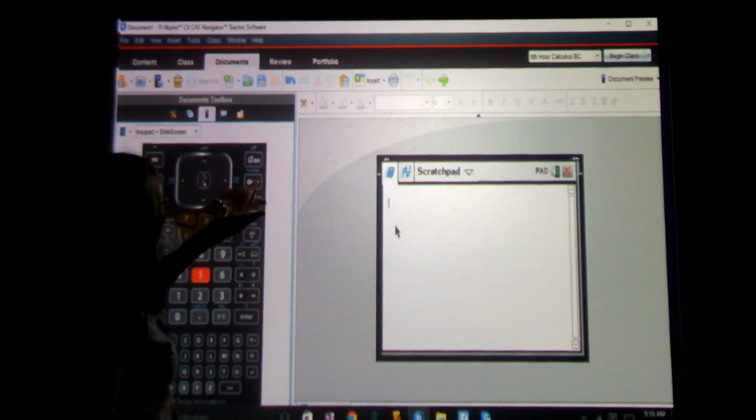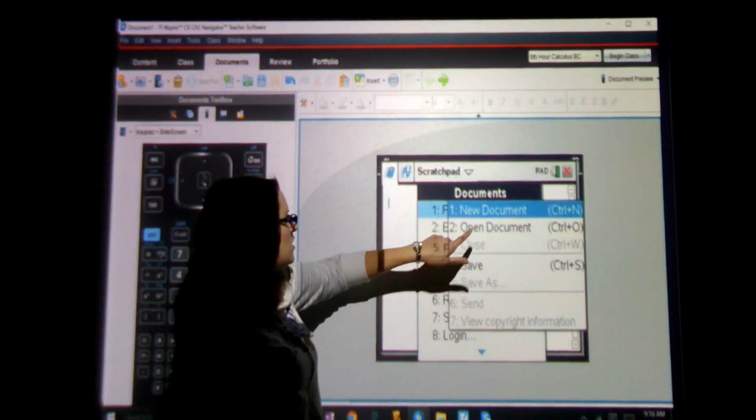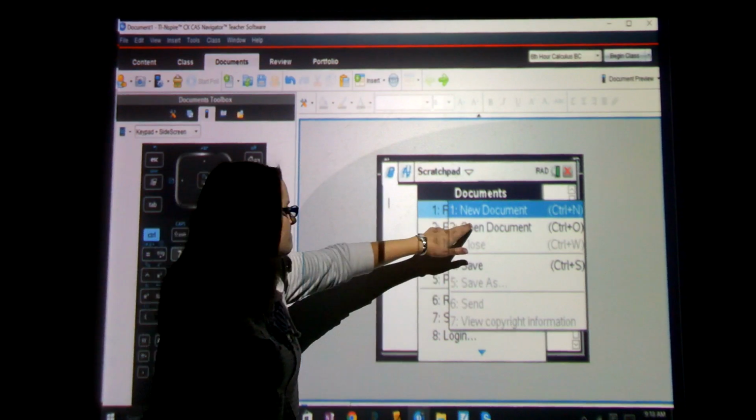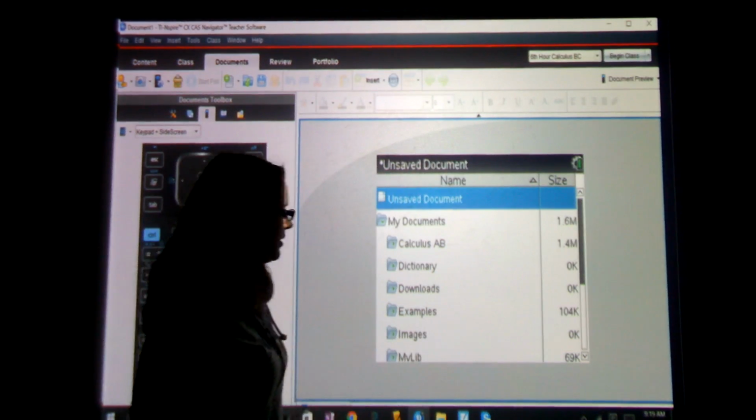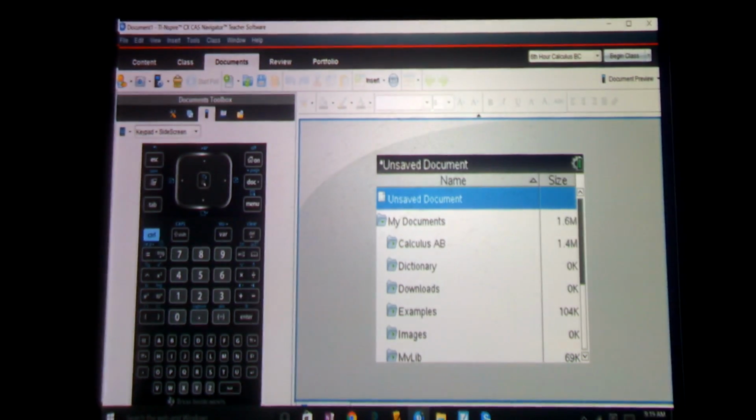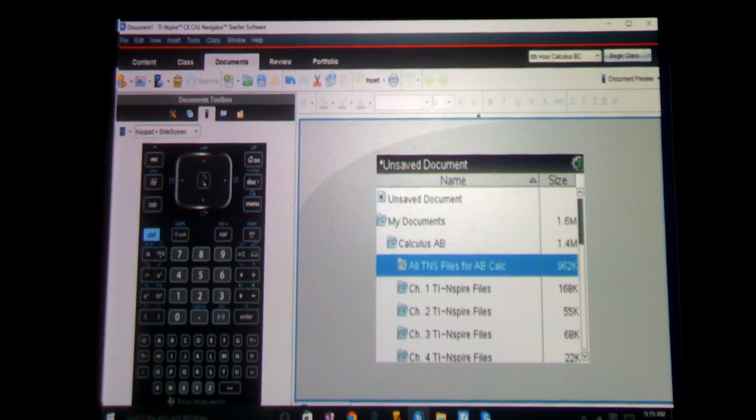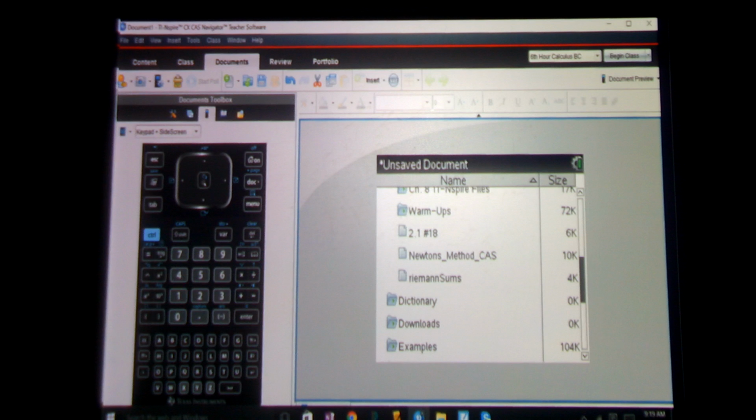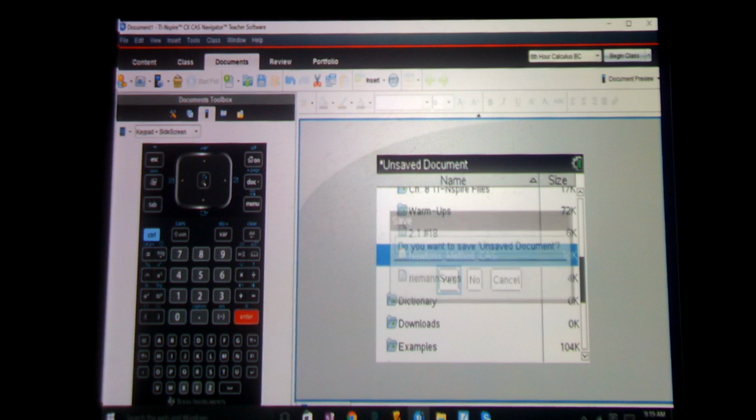Okay, so let's use a program. Let me clear this out because I don't like junk in there. Okay, so go to your documents. We're going to File, Open Document. Okay, I'm going to use my computer. You're going to scroll through. I think I put mine in Calculus AB. You might have some subfolders in there. You will see Newton's method. You should see Newton's method somewhere in there. I want everyone to be opening this. It asks me if I want to save what I have open. No.